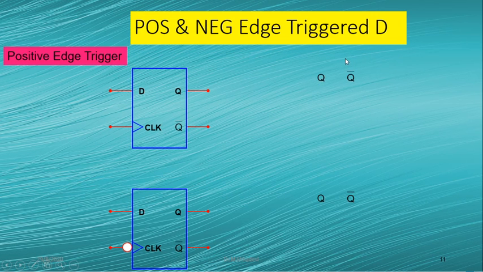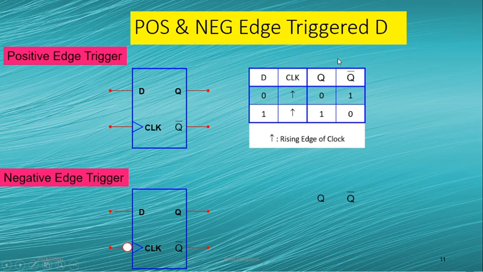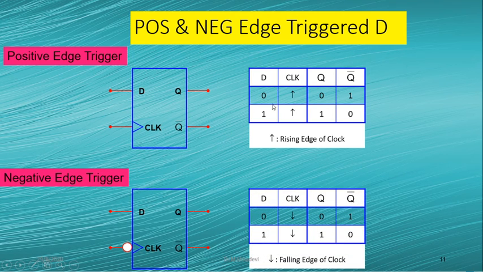So the next one is the positive edge and negative edge trigger D flip-flop along with the truth table. So this is for the positive edge trigger D flip-flop and this is for the negative edge trigger D flip-flop. For negative edge we have to add a circle, and this is for the rising edge of the clock and this is for the falling edge of the clock. When D is equal to 0, the output will be 0. When D is equal to 1, output will be 1. Again, D is equal to 0, for the falling edge Q is equal to 0. D is equal to 1, Q is equal to 1.